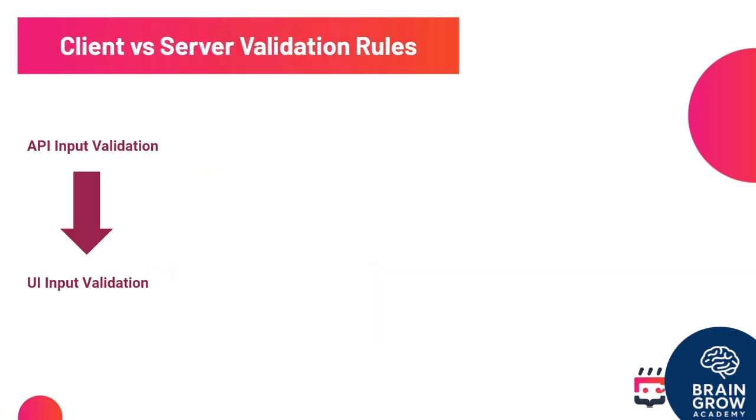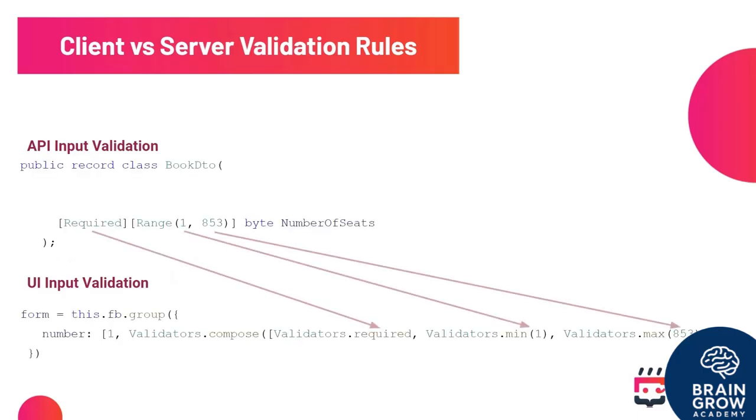So you may wonder if there is any way to copy the server-side validation to the client side. The number of seats, for example, has the same validation rule at both client side and server. Wouldn't it be better if I could copy the validation rules for the number of seats field, for example?